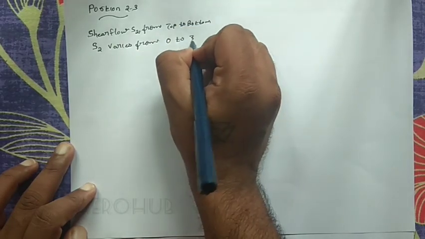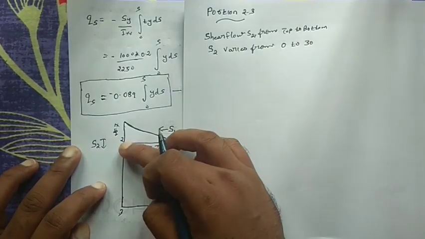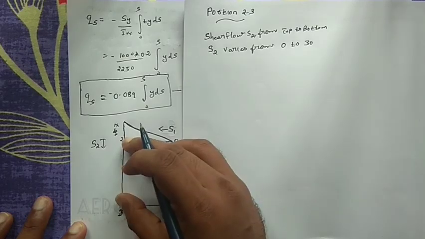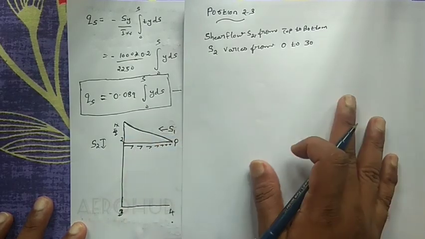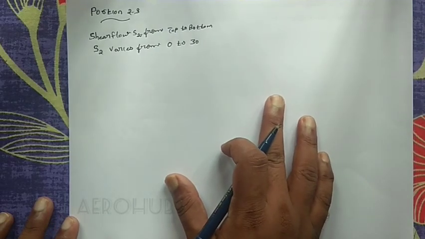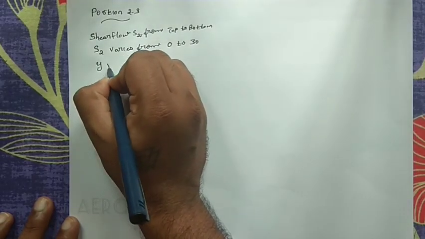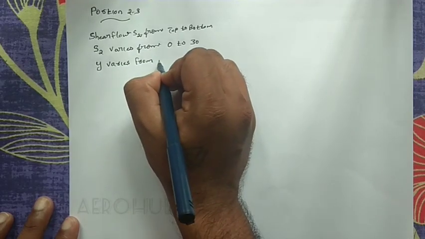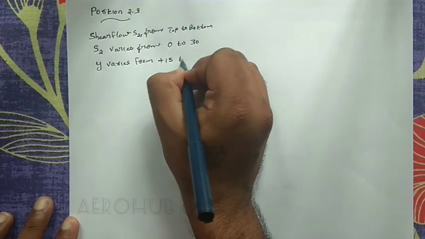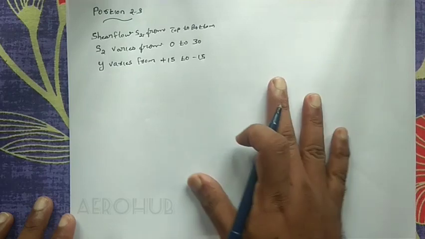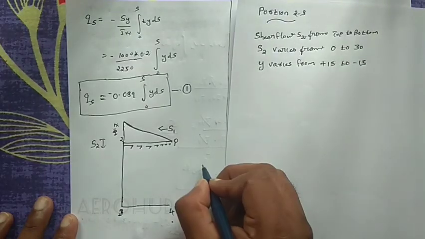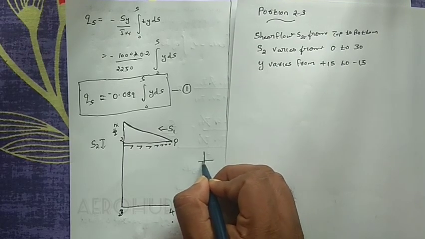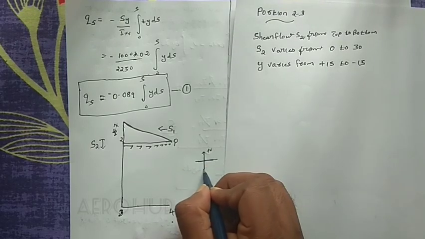0 to 30. Okay, at point 2 the value of S2 is 0, and at point 3 the value of S2 is 30 because the height of the web is 30 centimeter. And y varies from plus 15 to minus 15. So we are keeping your web in the y-axis, and this one is your coordinate system. Here you have positive, here you have negative value.